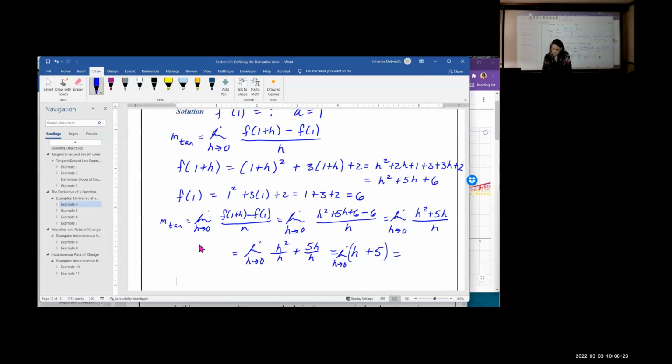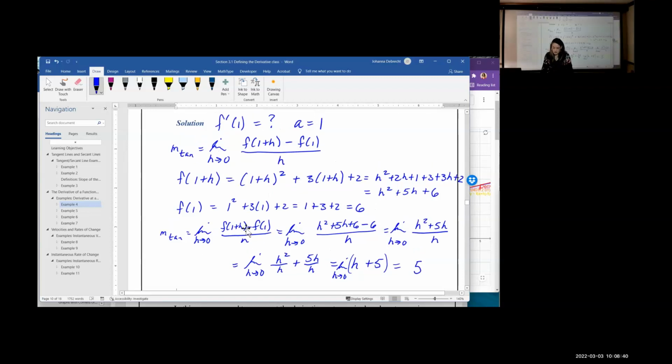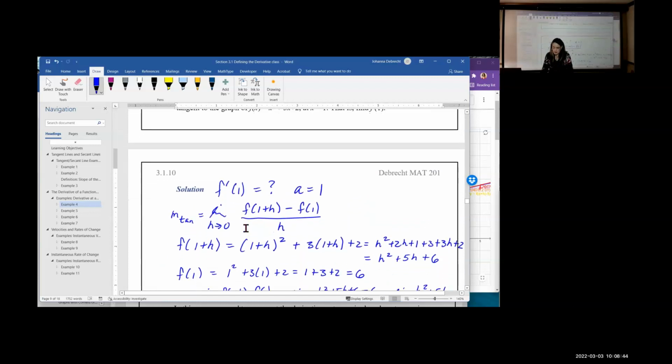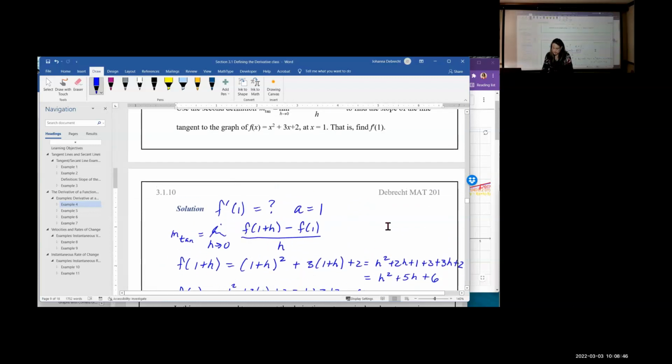And what would the limit be as h approaches 0? As h goes to 0, what would you get for the limit? Yep, 5. Roz is right, and Jean is right. We get 5. All right, so what does that mean? That means that the slope of the tangent line at 1 is 5.